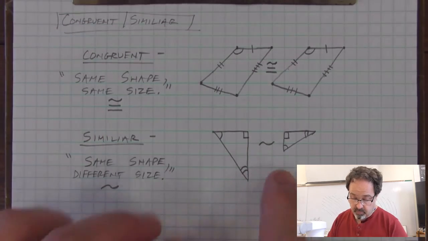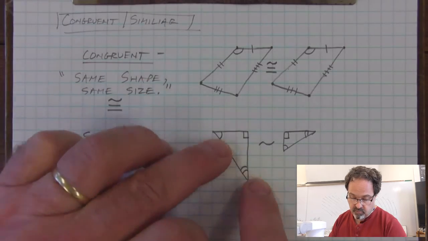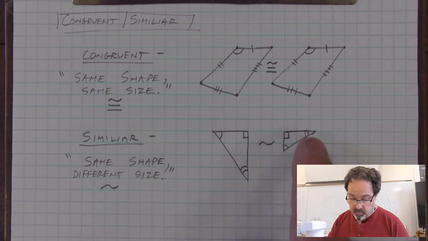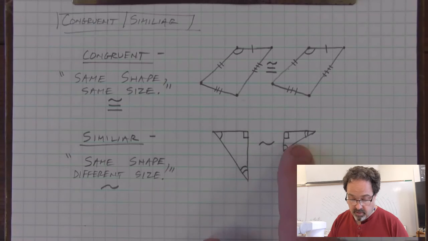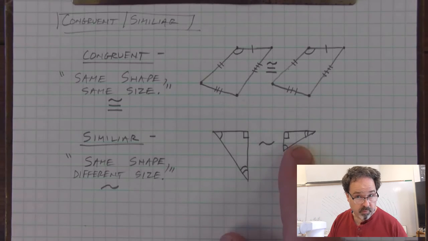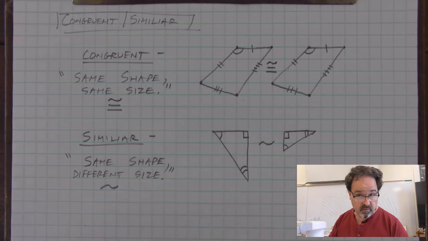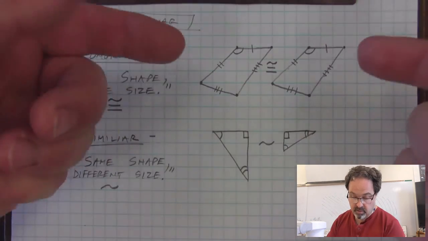In this example, I could imagine that I rotated this triangle. The corresponding angles are equal. The sides are not equal. Later we'll learn that they're proportional. But it doesn't matter that I might have rotated one or both of these shapes. They're still similar even though they don't line up like these.